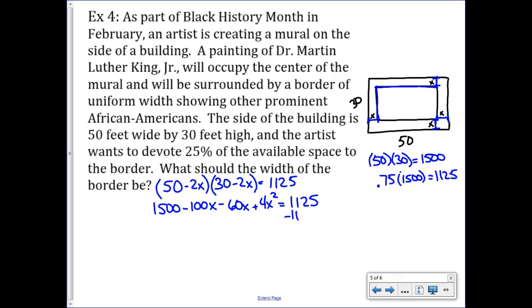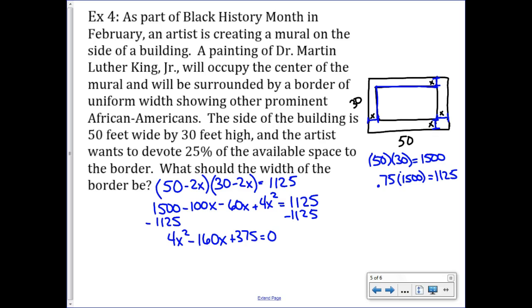I'm going to do a couple things in one step. I'm going to move this 1125 over so I can set it equal to 0. I'm going to combine my like terms, and I'm going to put it in the correct order. So I'm putting 4x squared first. Then I have minus 100x minus 60x, so minus 160x. And then I have 1,500 minus 1125, which gives me 375.